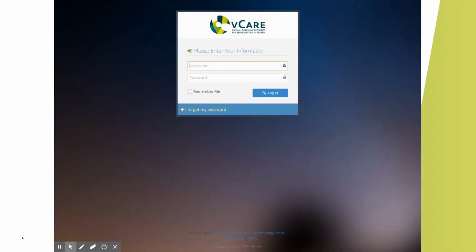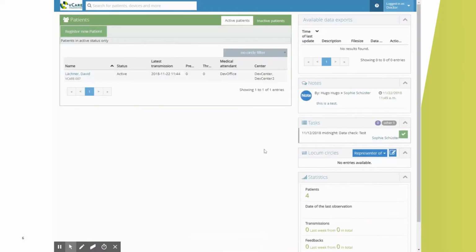Before Mr. George can proceed with his regular training at home, a patient profile must be set up, so Dr. S logs into the caretaker platform. After successfully logging in, Dr. S sees a list of patients that are currently active and inactive in the vCare system.